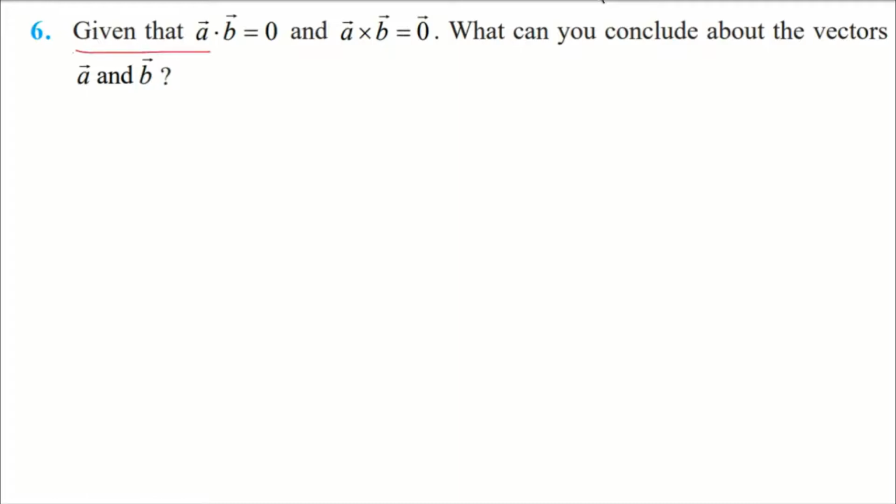Given that vector A dot vector B is equal to 0 and vector A cross vector B is equal to the 0 vector, what can you conclude about the vectors vector A and vector B? Now, a bunch of points here.